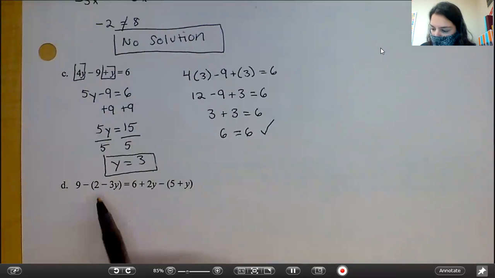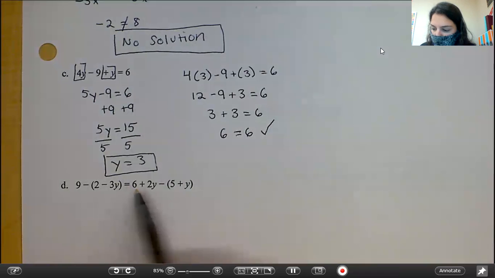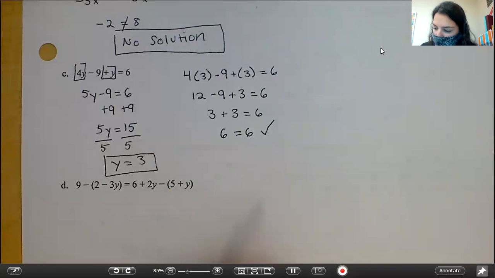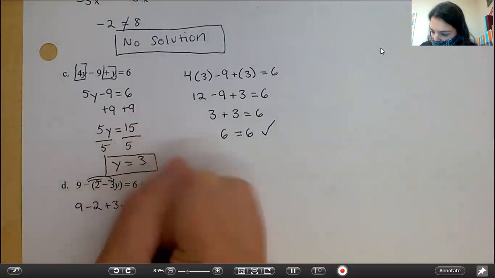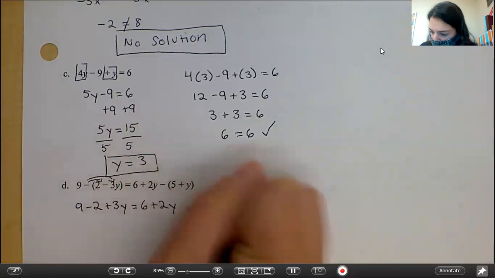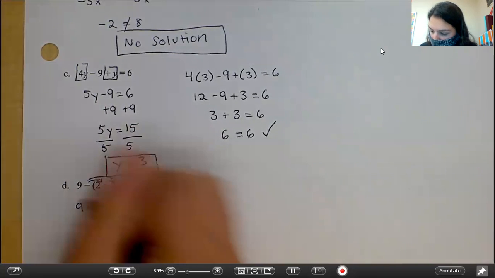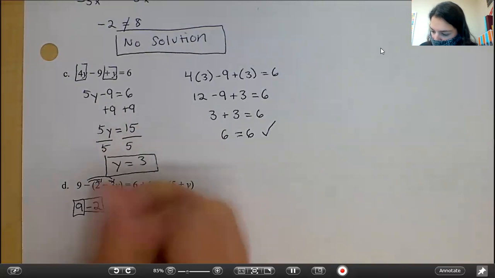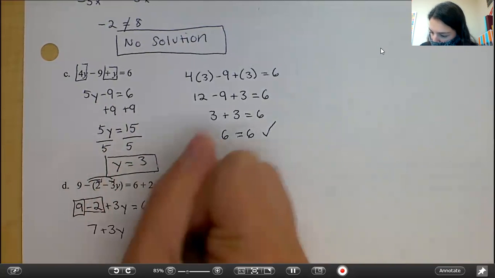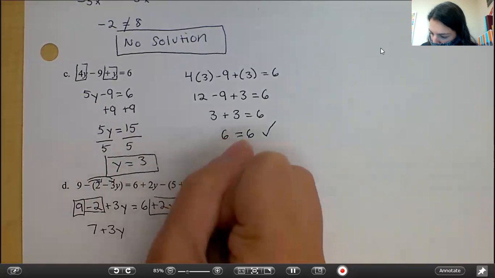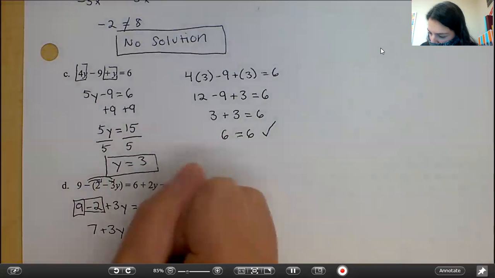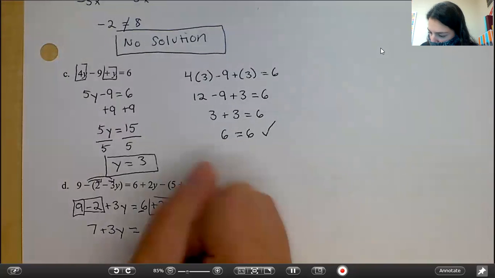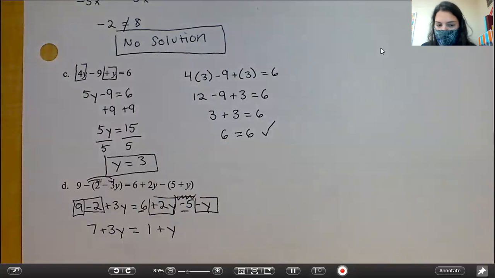Finally, part D, 9 minus the quantity of 2y minus 3y equals 6 plus 2y minus the quantity of 5 plus y. So we want to distribute first. 9 minus 2 plus 3y equals 6 plus 2y minus 5 minus y. Now we can combine our like terms. 9 minus 2 is 7. Equals 6 minus 5 is 1. 2y minus y is 1y. So from here, pause the video and try and solve this and do your check step.